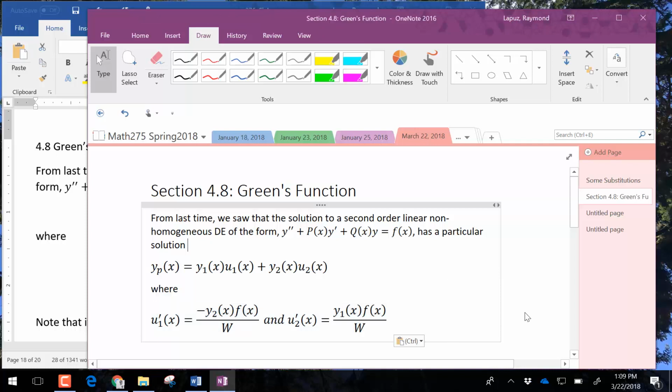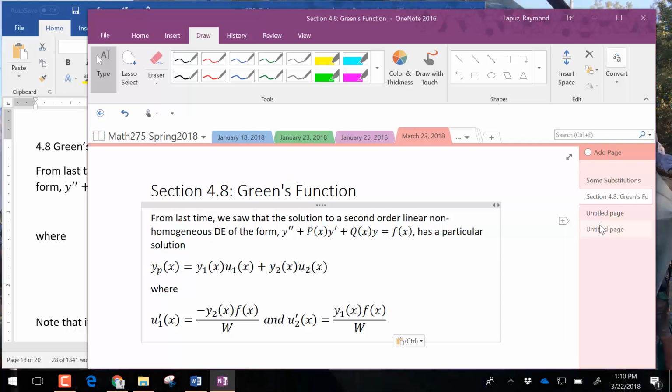All right. So we have the variation of parameters gives us a particular solution of the form y1 times some function u1, and then y2 times some function u2, where u1 and u2 were obtained by finding the Wronskian and then the modified Wronskian to use Cramer's rule to help us solve for this.